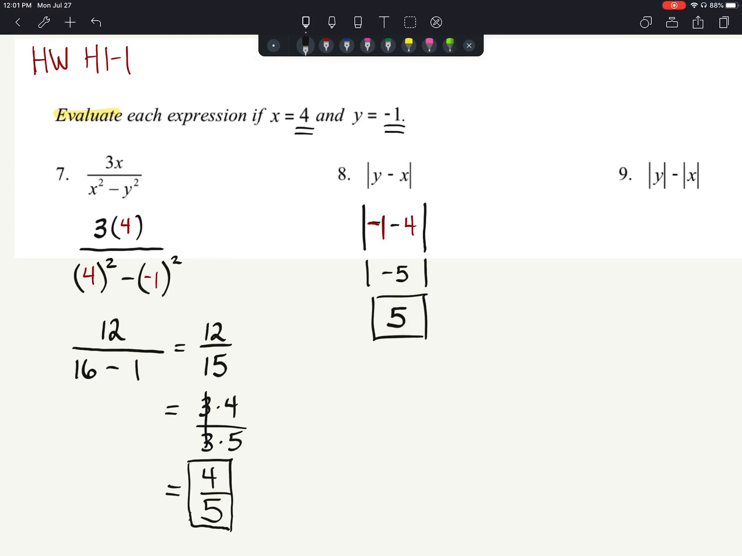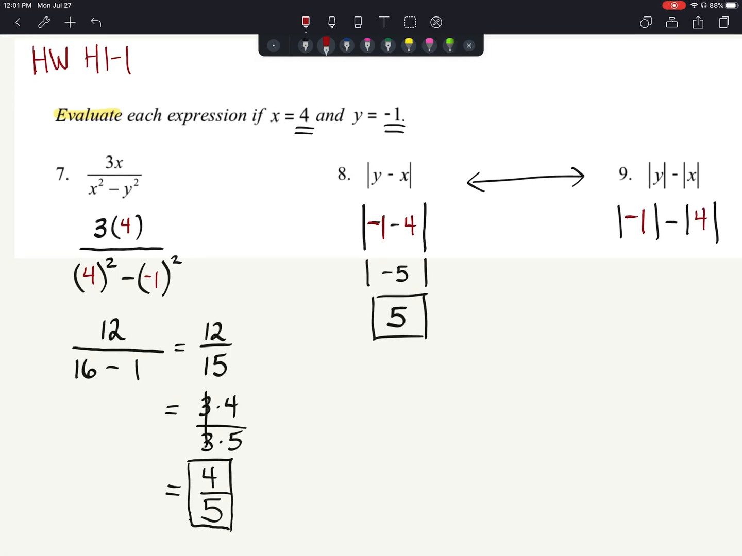Looking at number 9, now we have the absolute value of y minus the absolute value of x. So these two are different. Let's take it and set it up. We're going to say the absolute value of our -1 minus the absolute value of our 4.